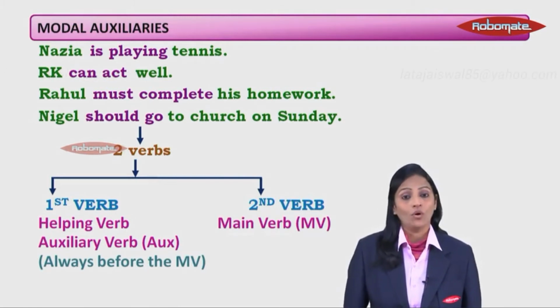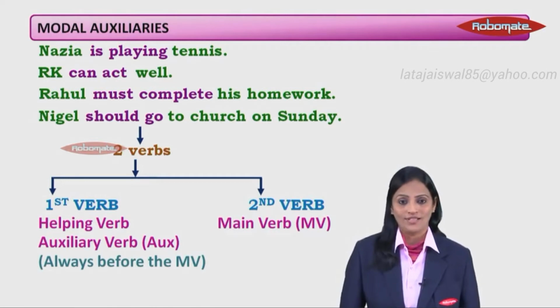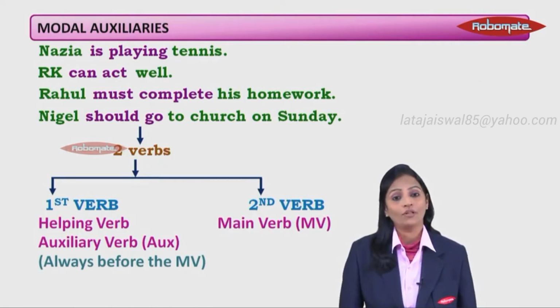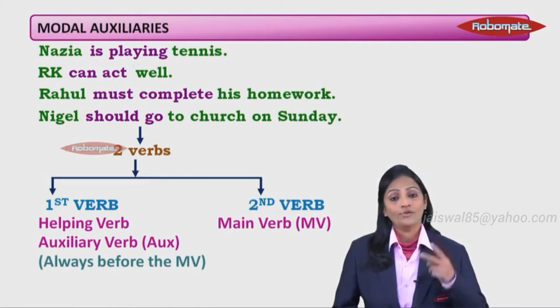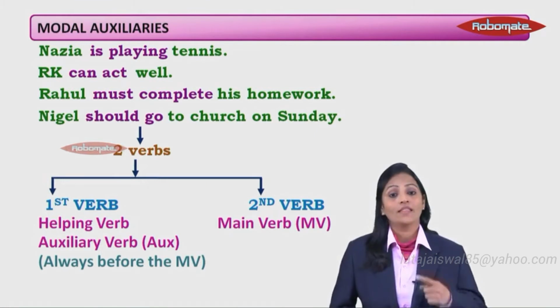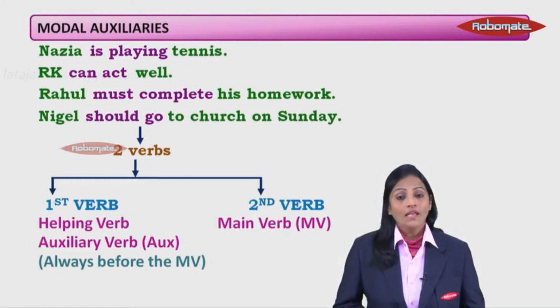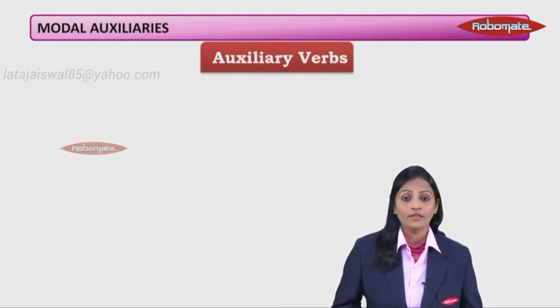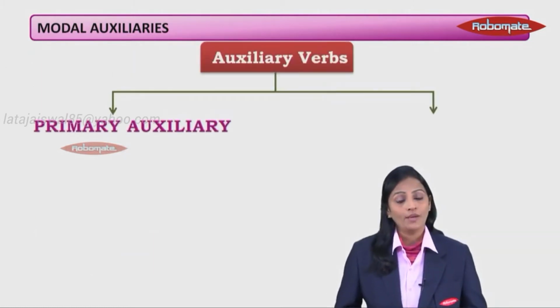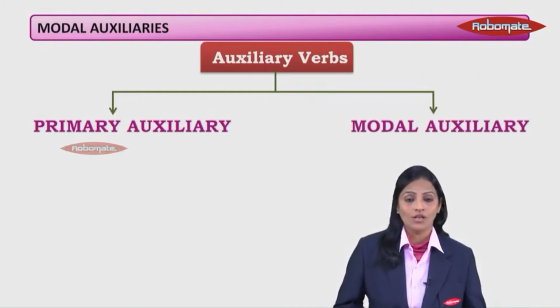So, students, we know the placement of an auxiliary always before the main verb. That means when you see two verbs in a sentence, then the first one is an auxiliary verb. Now, these auxiliaries are further of two types: the primary auxiliary and the modal auxiliary.